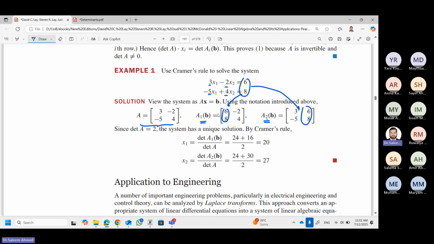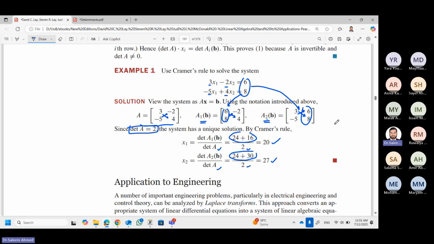So the determinant of A1B is 24 plus 16, divided by the determinant of A, which is 12 minus 10, which is 2, right? So the determinant of A is 2, and that goes in the denominator. In the denominator, it's the determinant of A. But now what is the determinant of A2B? 8 times 3 is 24 plus 30. So 24 plus 30 is 54. So 54 divided by 2 is 27, and this is 20. A very simple method, Cramer's rule.